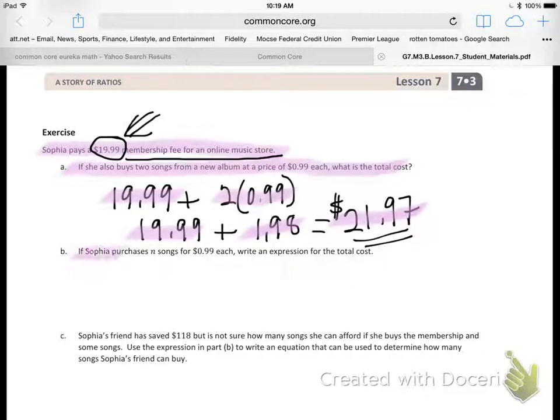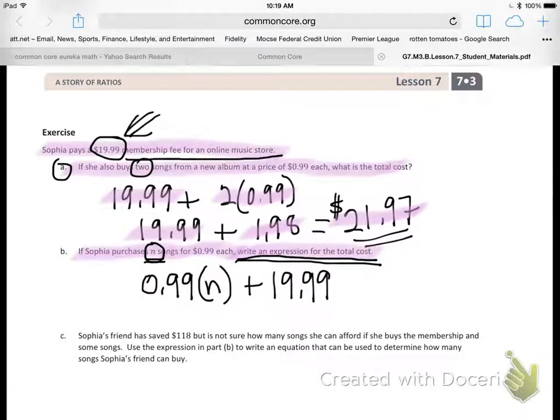So the next part asks us, and now you can see something has changed a bit. If Sophia purchases N songs for 99 cents each, now you're going to write an expression for the total cost. So we're going to use N songs. And you can see the difference here. In A, we have a total. We know it's 2. Now in B, changed a little bit. We have an unknown. We have a variable N. So just go ahead, no solving, of course. Just write an expression for the total cost.